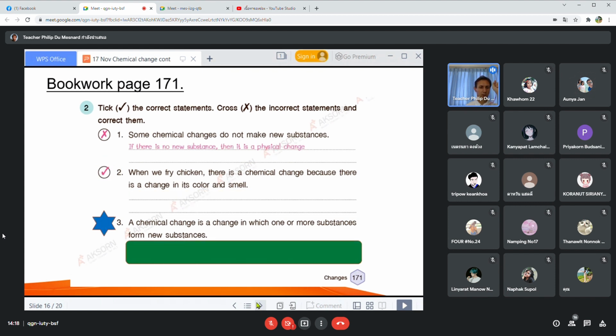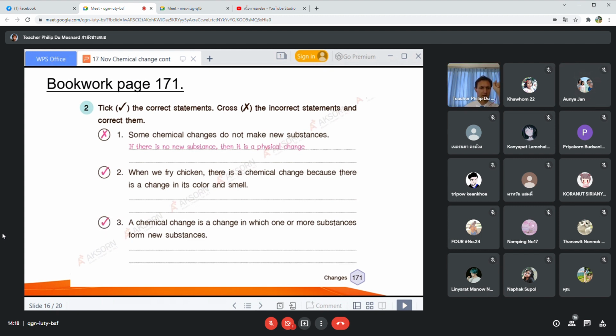Okay, and the third one. A chemical change is a change in which one or more substances form a new substance. Is this right or wrong? True or false? True. Very good. So in a chemical change, there's always a new substance. And normally it will taste different, smell different, have a different color, and have different properties.